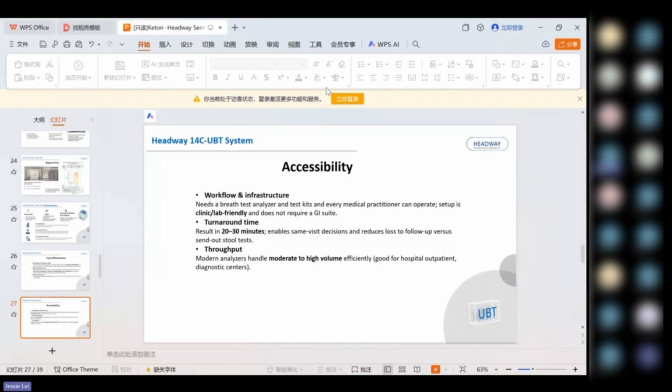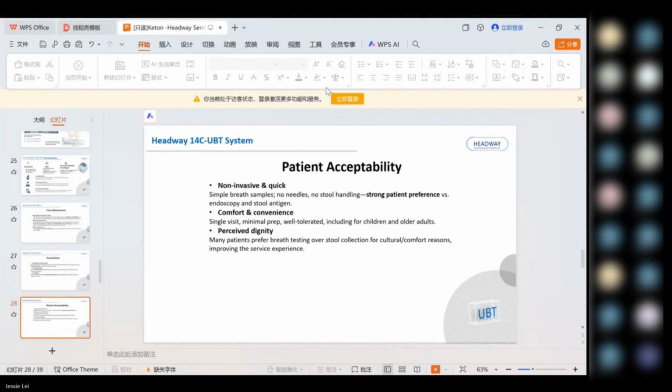And the efficiency: our modern analyzer can handle moderate to high volume efficiently. So it is good for hospital outpatients, diagnostic centers, laboratories, and large-scale screening programs.